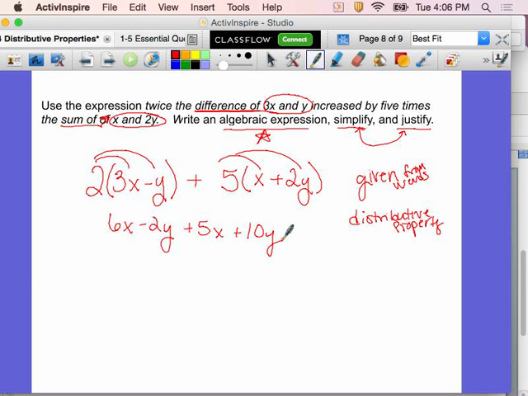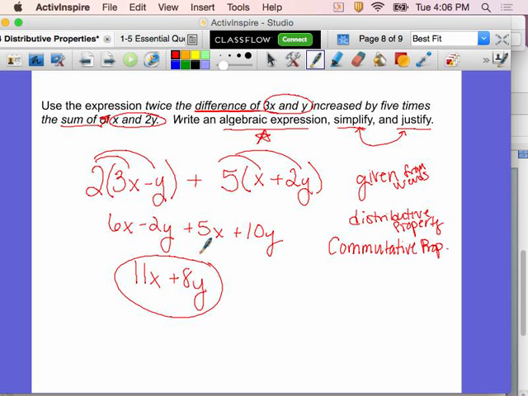All right, and now I'm going to combine like terms. So which property is that? Combining like terms is really rearranging, so that is the commutative property. So 6x plus 5x is 11x. Negative 2y and 10y is positive 8y. And from there I'm done because there's no more like terms. So I've simplified and justified.